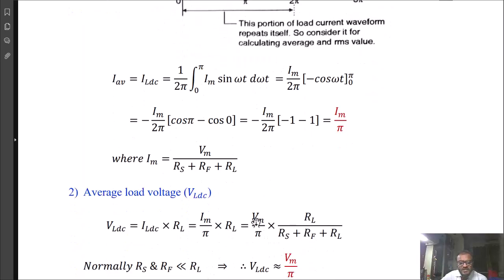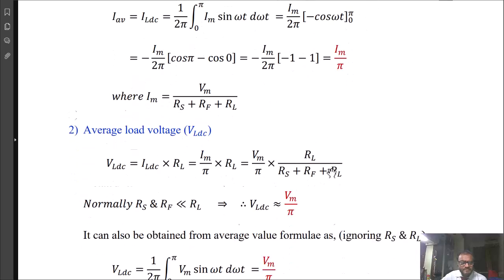And since Rs plus Rf is much less than RL, therefore Im is approximately coming out to be Vm by RL. If the values are given for Rs and Rf, then we will consider the complete equation Im is equal to Vm upon Rs plus Rf plus RL for evaluation of the value of Im.